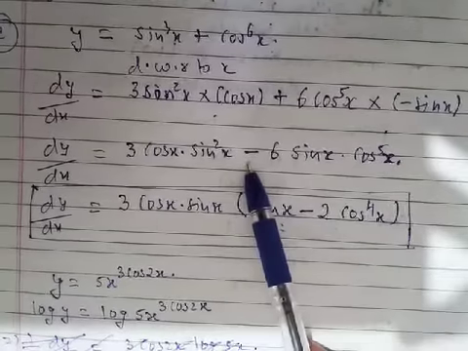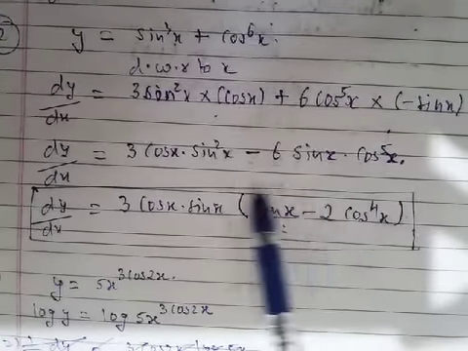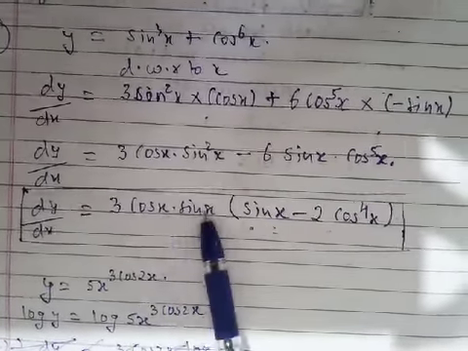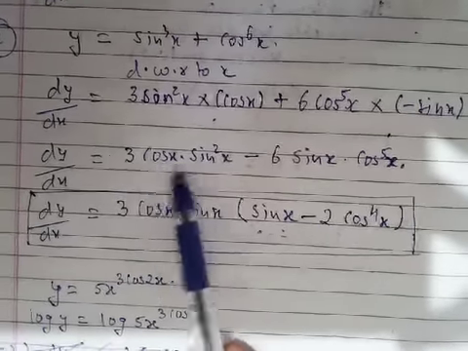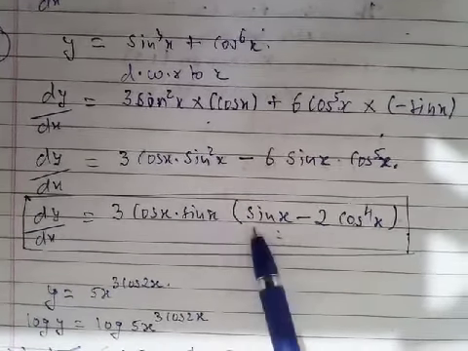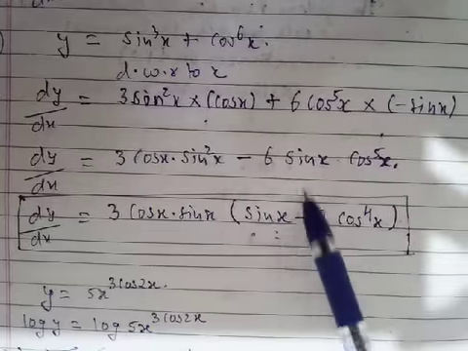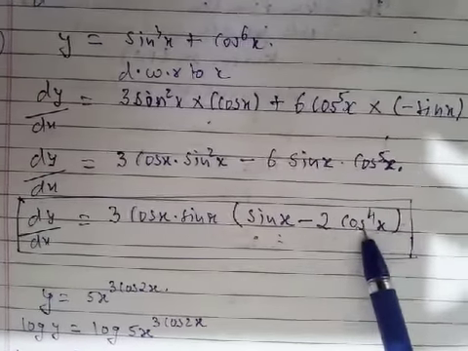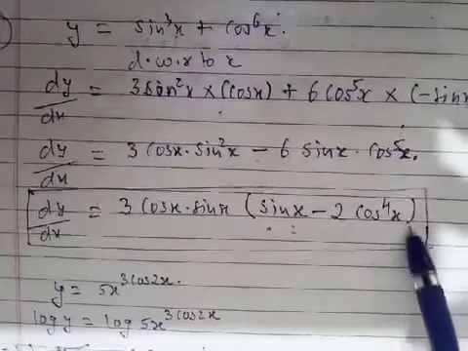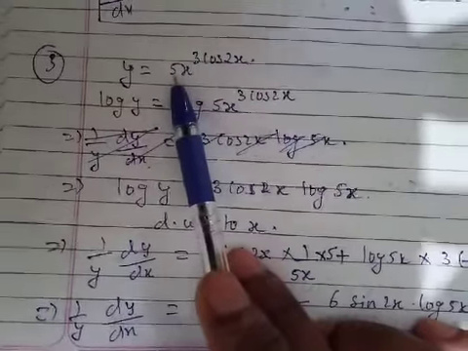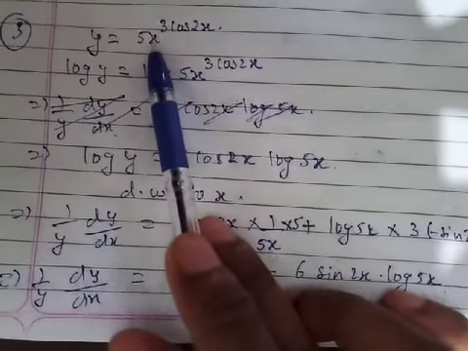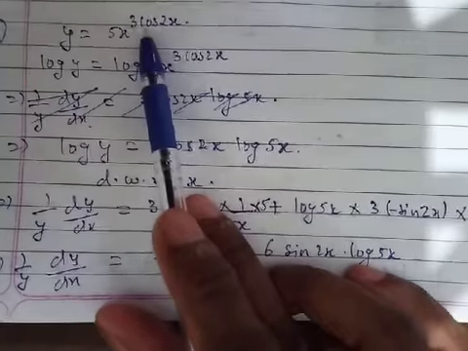Minus into plus, minus. Now it is just a matter of simplification. We have taken common sin x cos x. If you take 3 sin x cos x common, what will we get here? sin x − 2 cos⁴x. Next, y is equal to 5 x raised to 3 cos 2x.